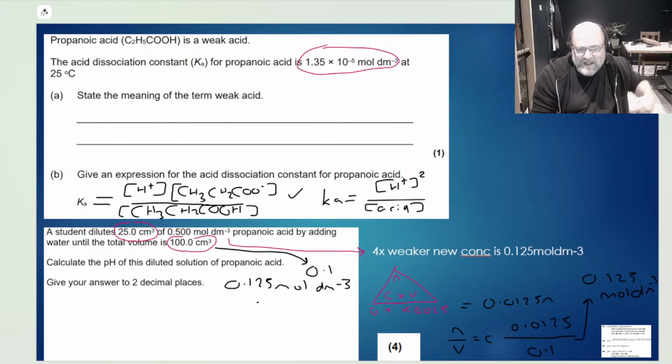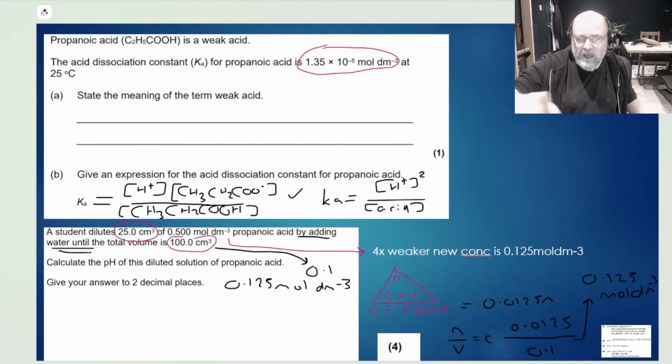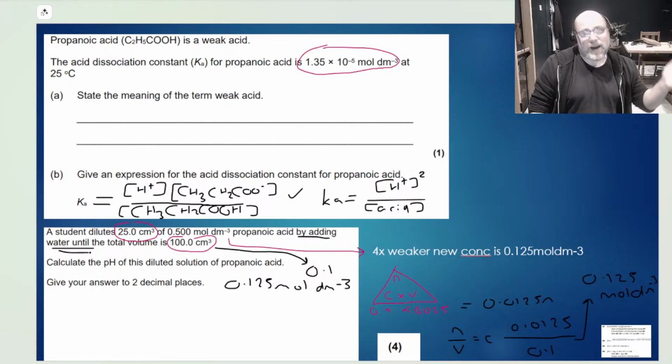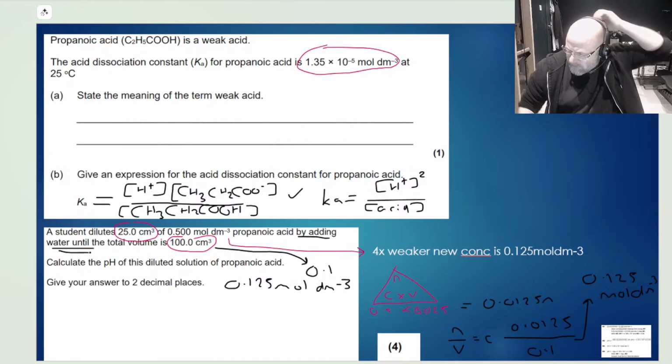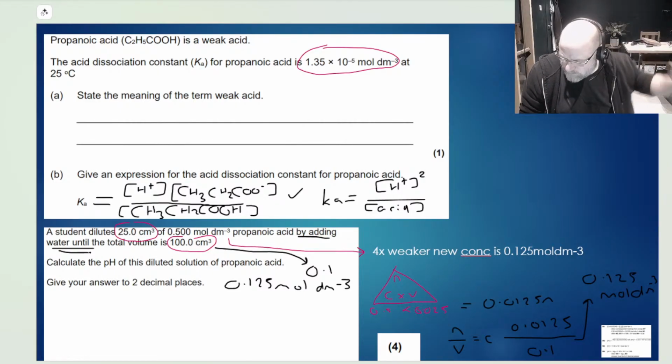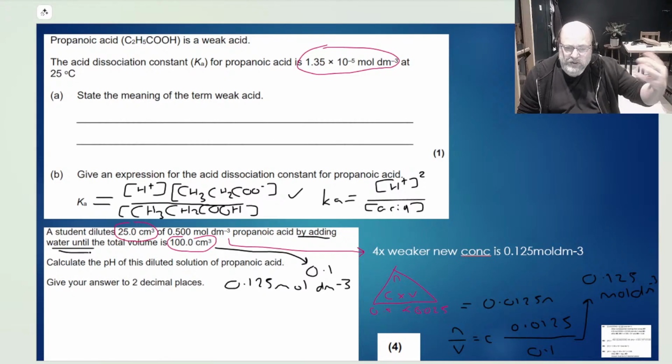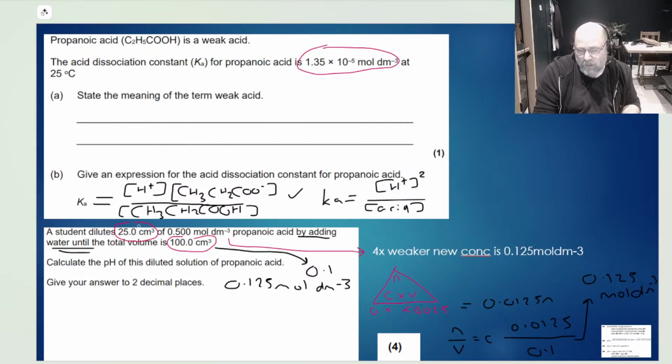No, they said they added water, keyword there, until the volume's 100. So they didn't say they added 100 to 25, they added water until the volume was 100. So total volume's 100. So you've got to be careful with the wording. They didn't go to 125, just to 100. So our new concentration is 0.125 mole per decimeter cubed of propanoic acid.